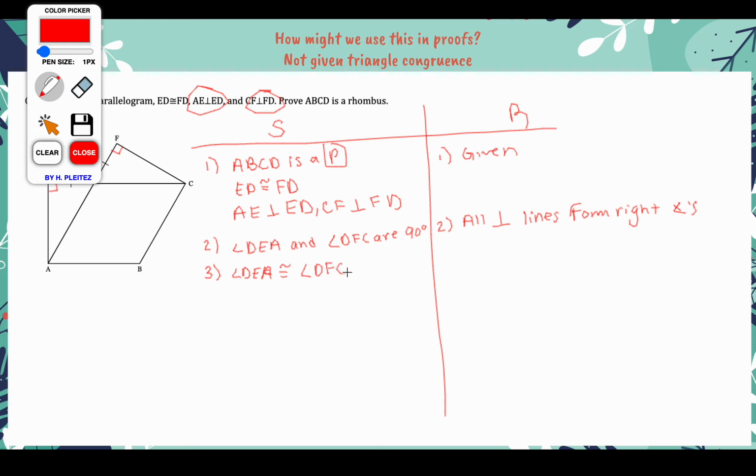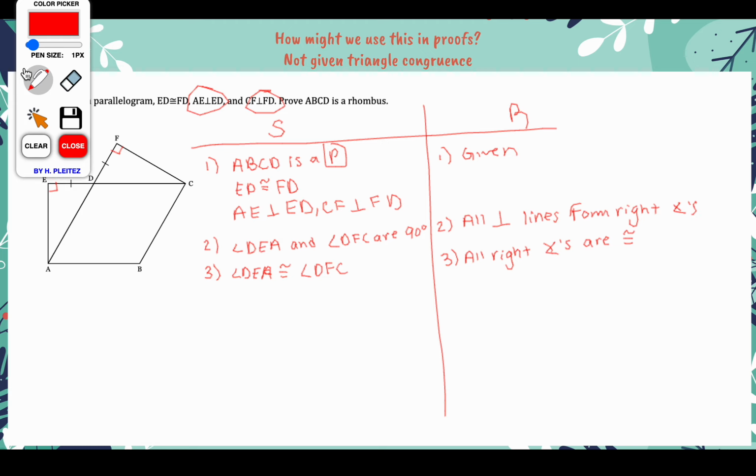So angle DEA is congruent to angle DFC, and again, the reason here is because all right angles are congruent. Now, this seems obvious. Obviously, if they're both 90 degrees, they're congruent, but you have to just state out all of your logic here just to cover your tracks and make sure you're getting all your points.